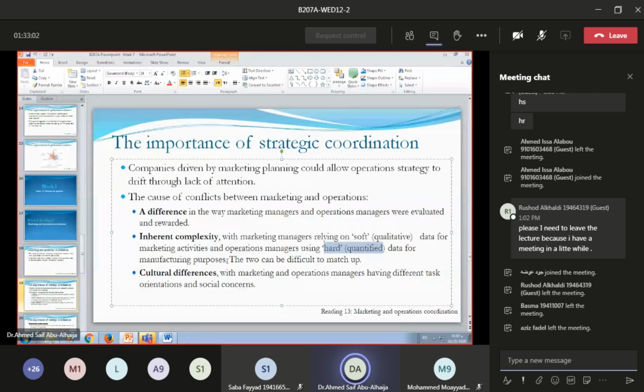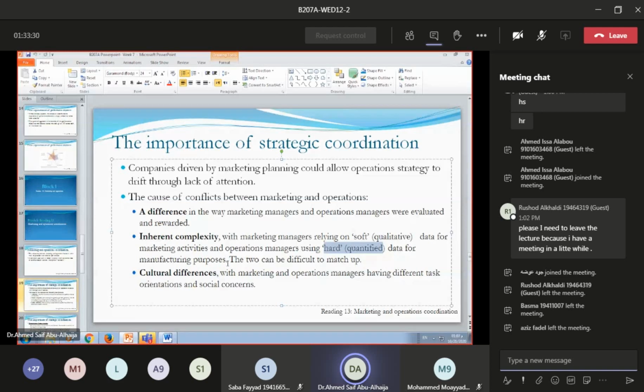Maybe according to the marketing agenda, you are doing well because you are improving what? The brand recognition. But maybe according to operation, you are spending a lot of resources or a lot of time on this stage, for example. So that's why we have differences. For sure we have differences.